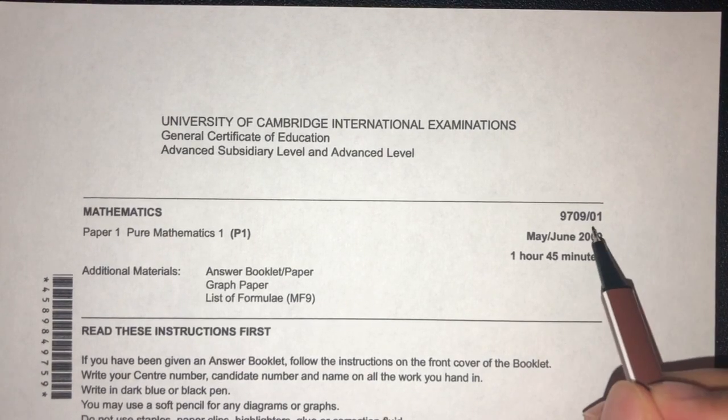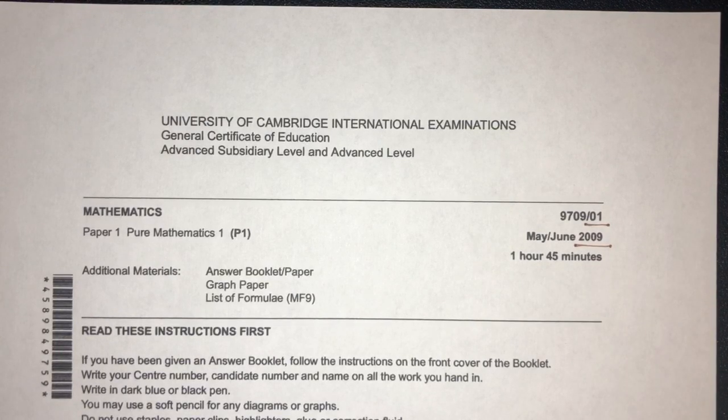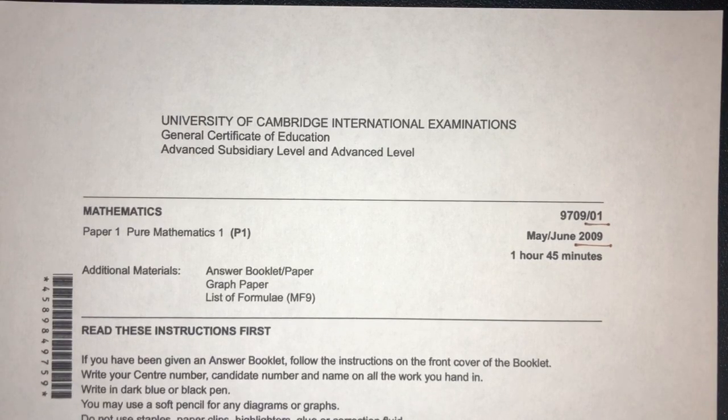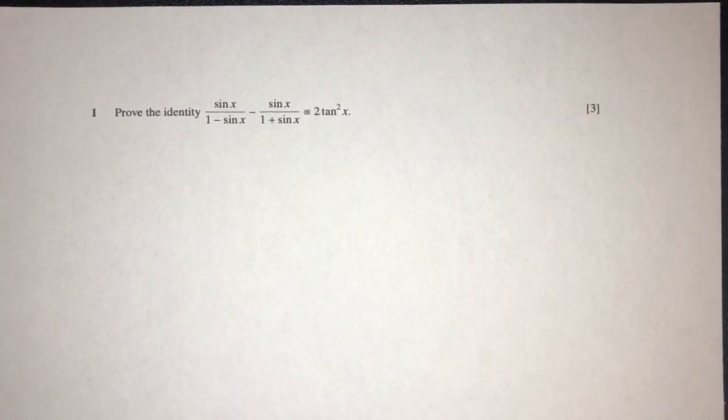This one is paper 1 of May-June 2009 of A-Level Math. Now, with that being said, obviously, let's move on to question number 1. So here we have to prove that the left-hand side is equal to the right-hand side. So let's try step by step.